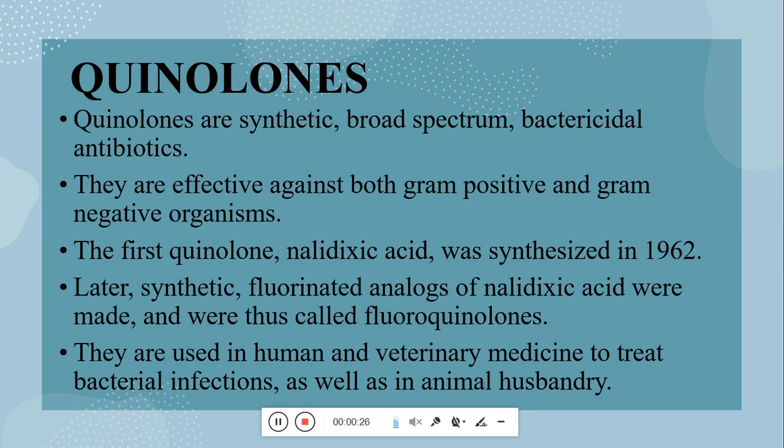The first quinolone was nalidixic acid, and it was synthesized in the year 1962. Later, a fluorine group was added to the nalidixic acid, and so fluorinated analogues of the nalidixic acid were made, and they were thus called fluoroquinolones. These quinolones are used in human and veterinary medicine to treat bacterial infections, as well as used in animal husbandry.